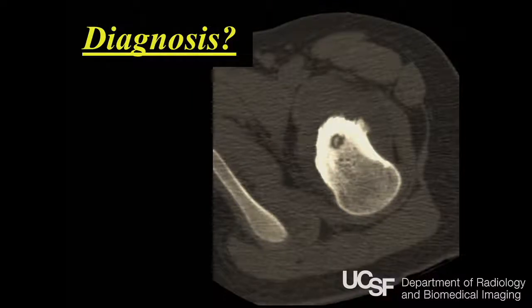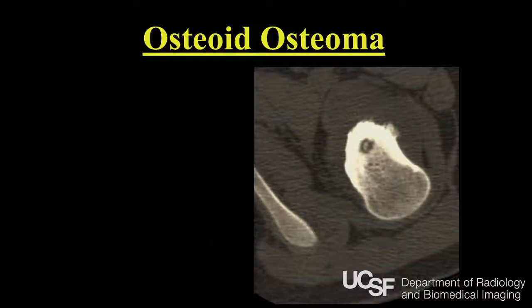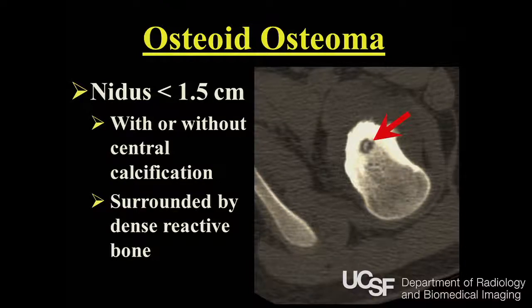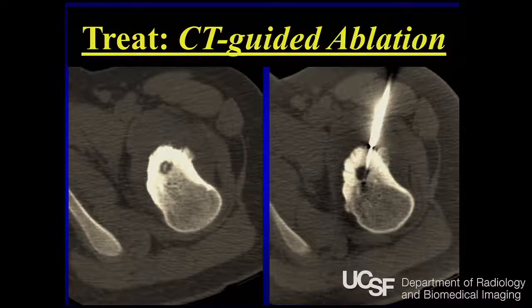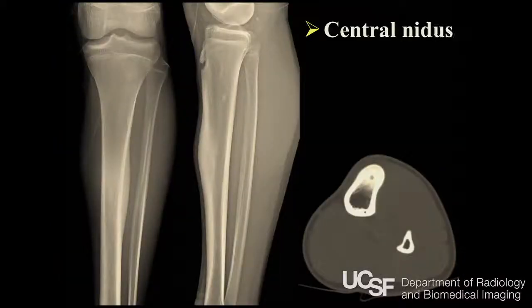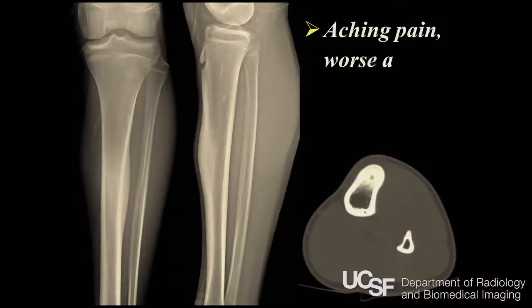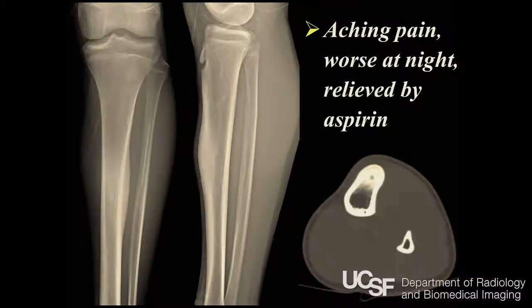What's the diagnosis here? Osteoid osteoma. The nidus with an osteoid osteoma is small, less than 1.5 cm by definition, and may or may not have central calcification. Often there is an area of dense reactive bone surrounding the nidus. Increasingly, these are treated with CT-guided ablation, as was done here successfully. You know the typical findings of a central nidus with adjacent reactive bone. Here's one more example. Clinically, people talk about aching pain, worse at night, relieved by aspirin.